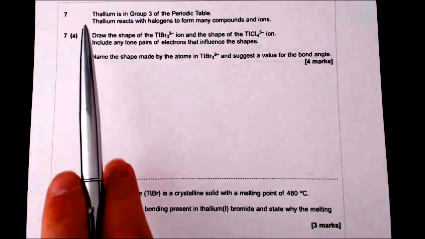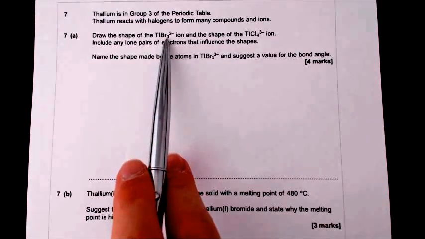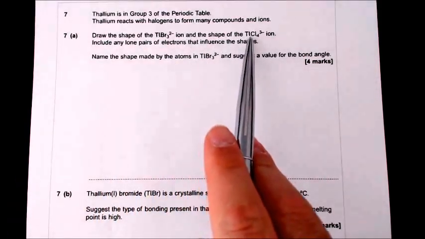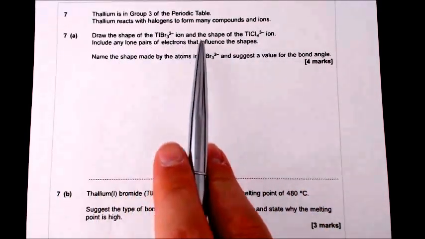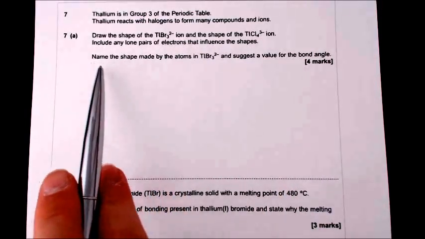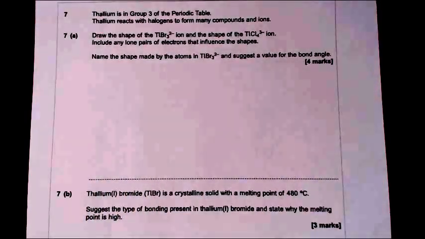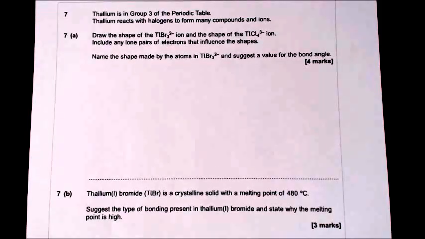And it's asking us to draw the shape of the TlBr3, which is thallium tribromide, and the shape of the TlCl4 3- ion. Include any lone pairs of electrons that influence the shapes. Name the shape made by the atoms in TlBr3 and suggest a value for the bond angle. So they're asking us to do quite a few things in one question. Now, this is actually pretty tricky because we've got ions here.